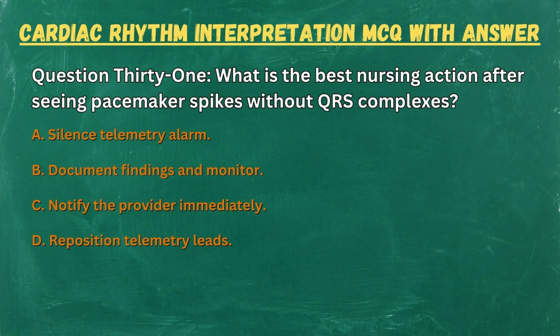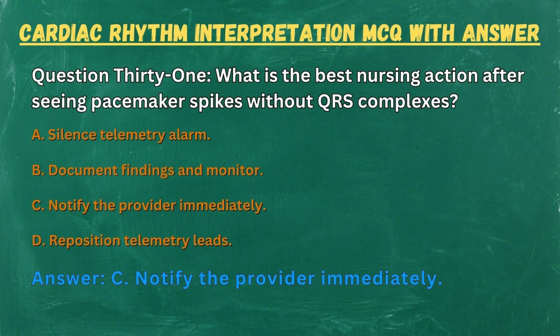Question 31. What is the best nursing action after seeing pacemaker spikes without QRS complexes? A. Silence the telemetry alarm. B. Document findings and monitor. C. Notify the provider immediately. D. Reposition telemetry leads. Answer: C. Notify the provider immediately.